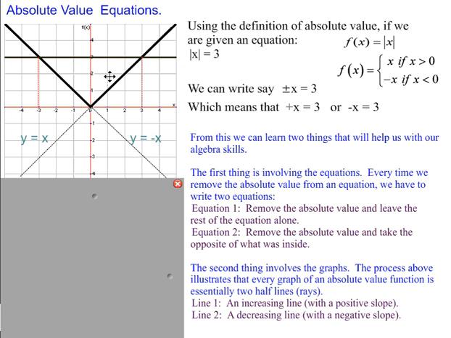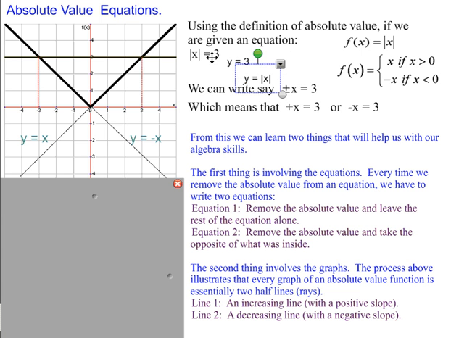You can see in black we have the y equals the absolute value of x graph, which is the V graph, and we also have y equals 3. So this graph is a picture of two separate equations. One of them is y equals 3, and the other equation is y equals the absolute value of x.